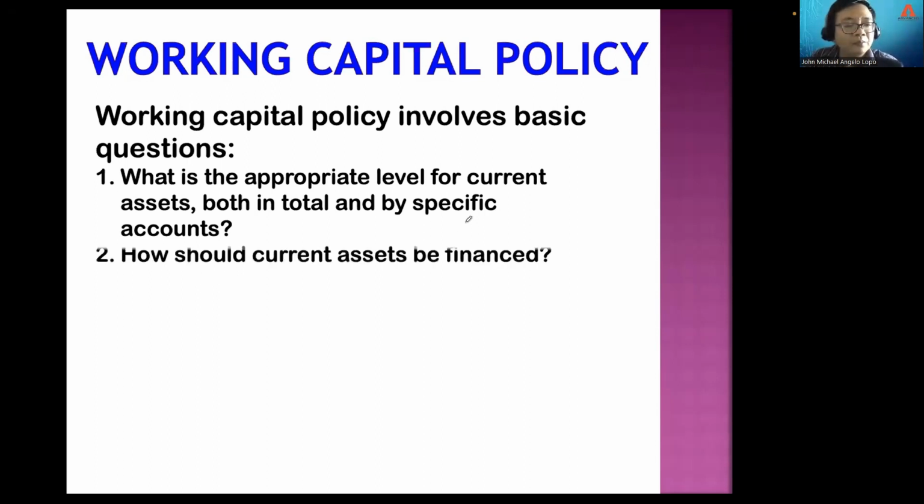Number 2, how should your current assets be financed? Basically we will consider here long-term. For me, long-term dapat. Why? Because if long-term, you will increase your current assets, but your current liabilities ay walang pagbabago.